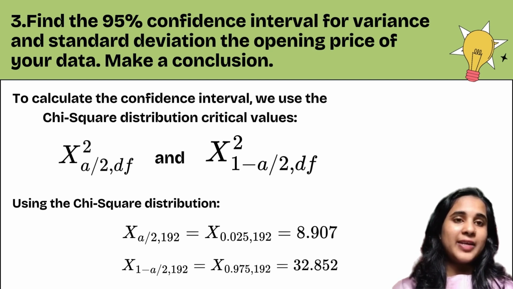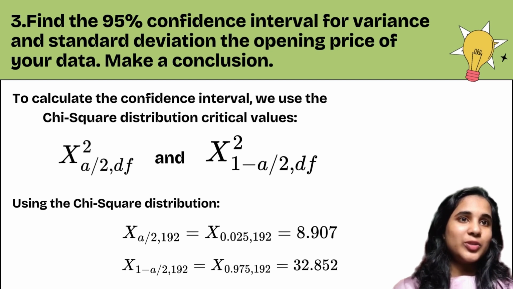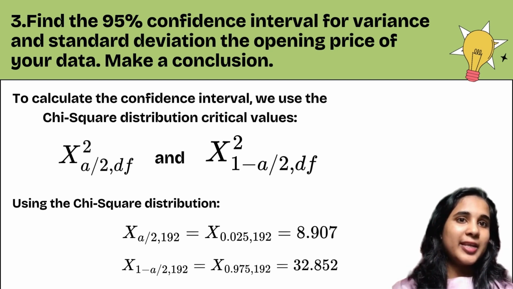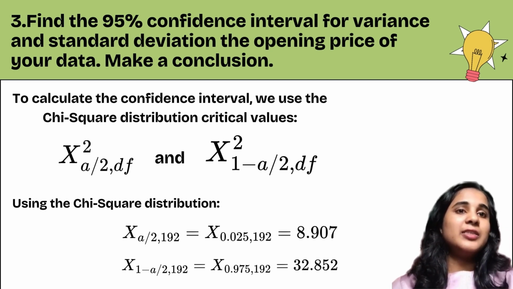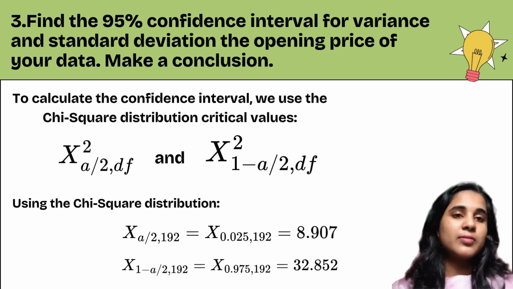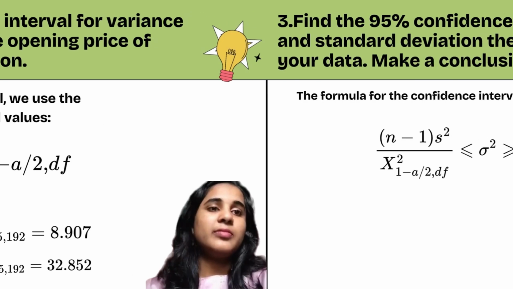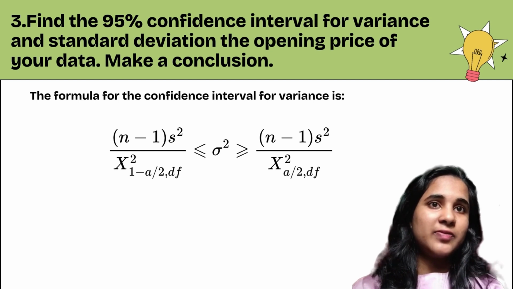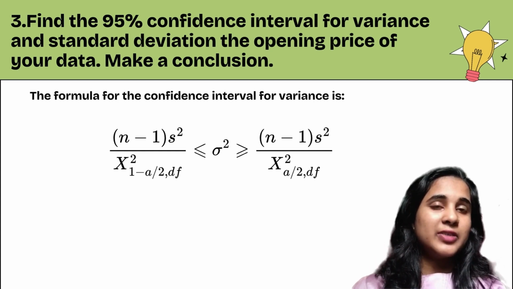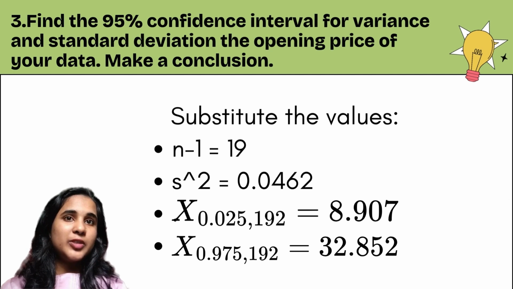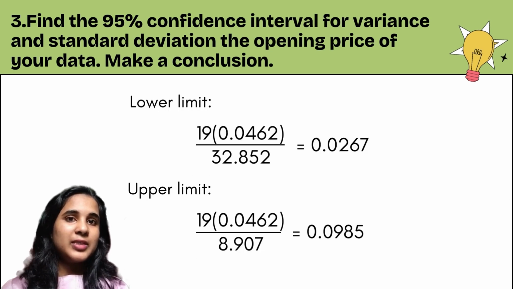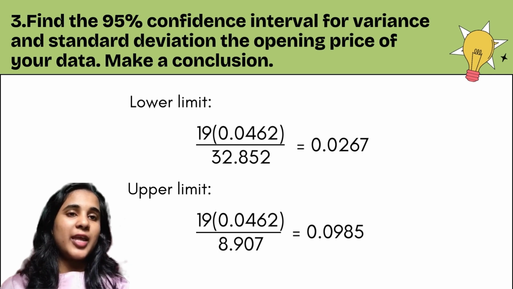Step 4, we identify the chi-square critical values. To calculate the confidence interval, we use the chi-square distribution critical values. By using the chi-square distribution, we get the first chi-square is 8.907 and the second is 32.852. Then we use that for the confidence interval for variance. The formula for the confidence interval of variance, we substitute the values and we will get the lower limit of 0.0267 and the upper limit of 0.0985.